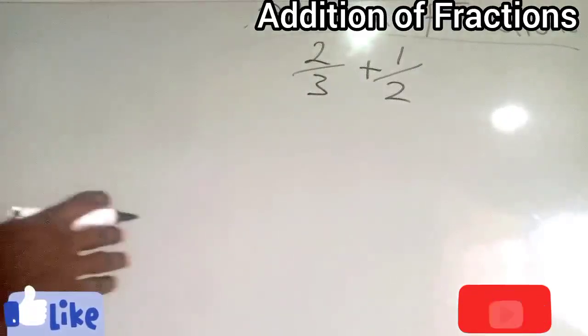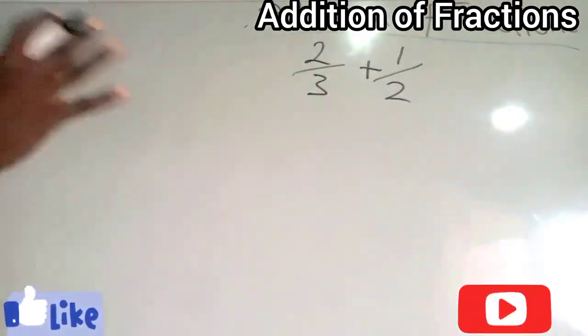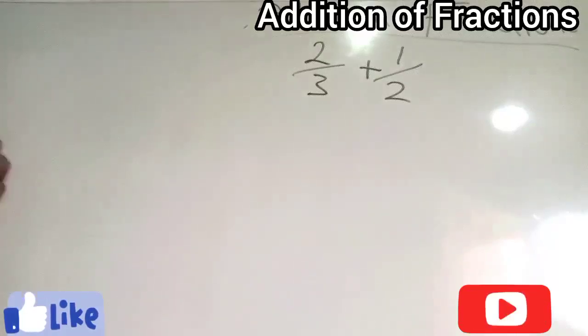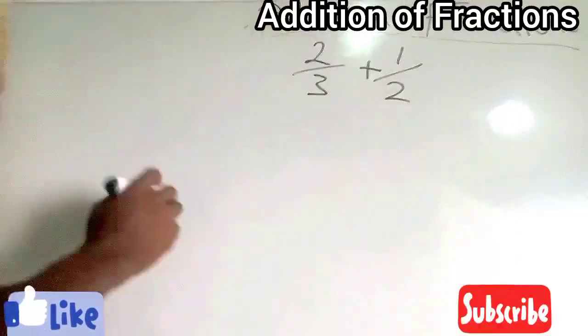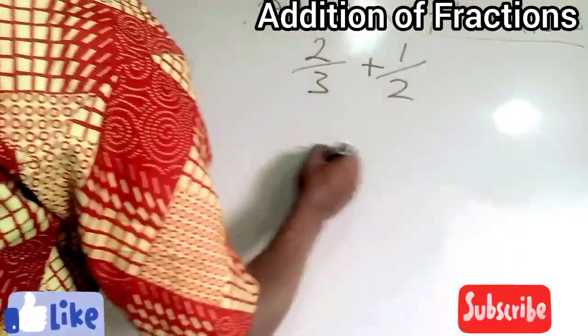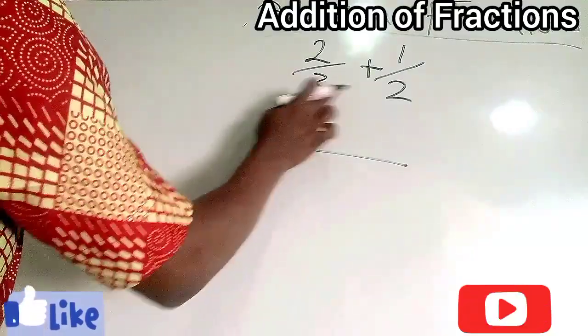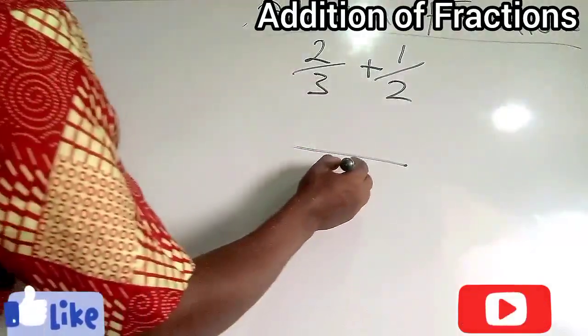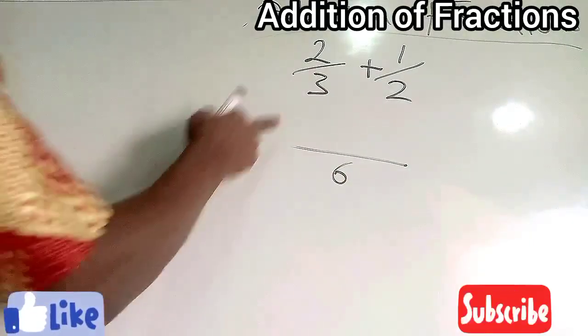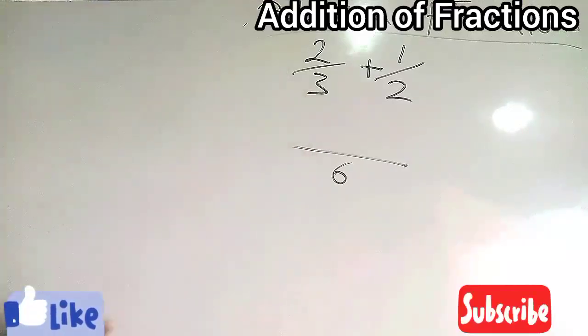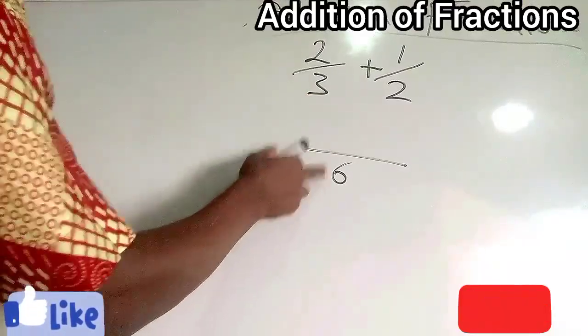Okay, so in terms of adding fractions, the first thing you do is to find the LCM, the lowest common multiple of the two denominators. So you have this here, 3 times 2 will give us 6. So 6 is our LCM. Now you ask yourself, how many times can 3 go into 6? 3 can go into 6 2 times.